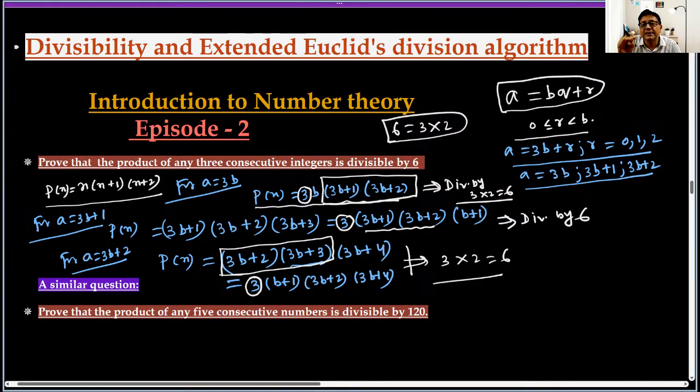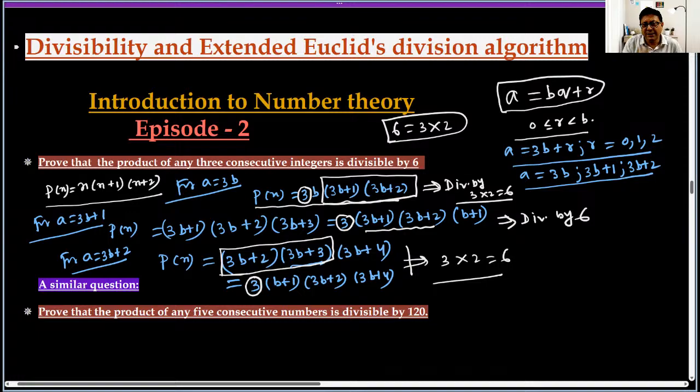You can generalize this. Product of any 4 consecutive integers will be divisible by 24. Product of any 5 consecutive integers will be divisible by 120. So at home you try to generalize the result. If there is a product of n consecutive integers, what is the maximum factor you can use to divide it?